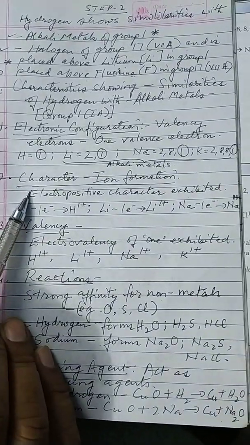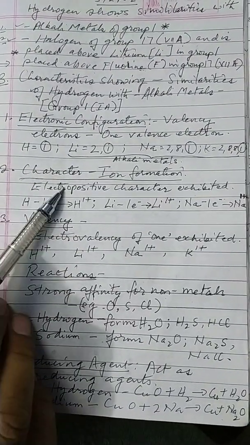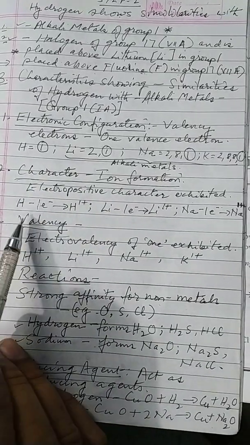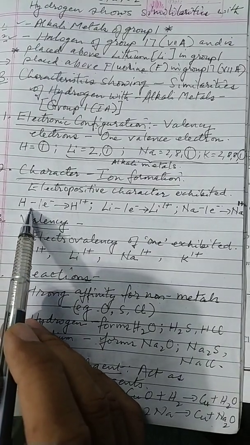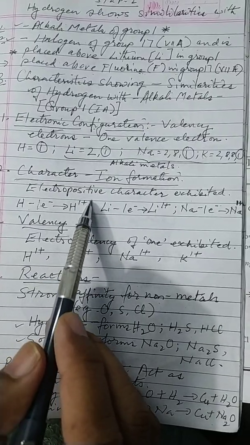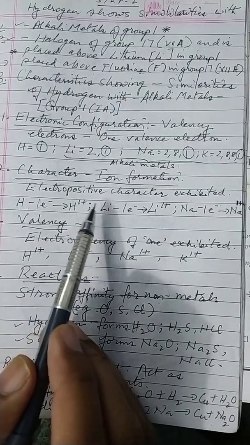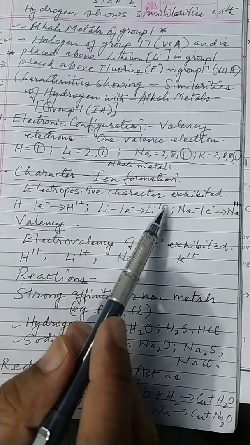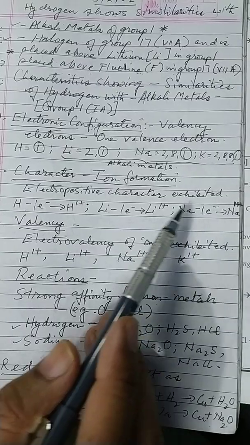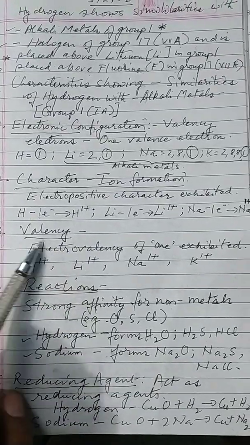Then we see the ion formation character that hydrogen also resembles. Let us check out the electropositive character exhibited here. Hydrogen, by losing one electron, becomes a proton because hydrogen is only left with one proton in the nucleus. Likewise, we see lithium also becomes electropositive. Likewise, sodium becomes electropositive. So this is a similarity that we see of hydrogen with the alkali metals. Then we see valency.